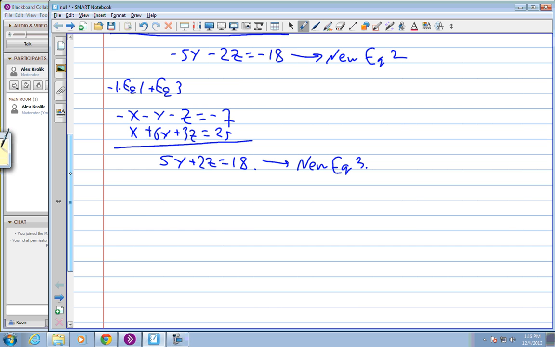So that leaves me with a little system. -5y minus 2z equals -18. And the other one was 5y plus 2z equals +18. This is the system that I wanted, a system with two equations and two unknowns, but as you just noticed, if I start killing one variable, I'm going to end up killing the other one. So this whole thing becomes 0 equals 0.